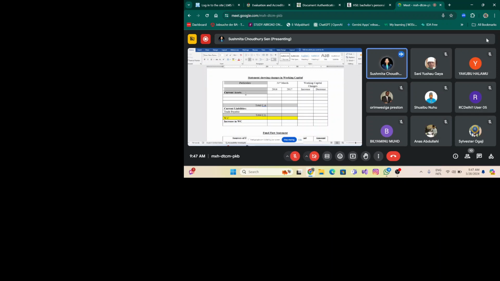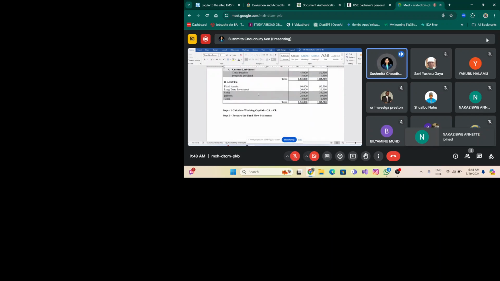Now you have a particular section where the items will be reflected. We also have 31st March 2016 and 31st March 2017. It means that we need to write down all the values of those particular years here. And here one more section is there, that is increase and decrease. This increase and decrease talks about how much value from the previous year to this year has been increased or decreased.